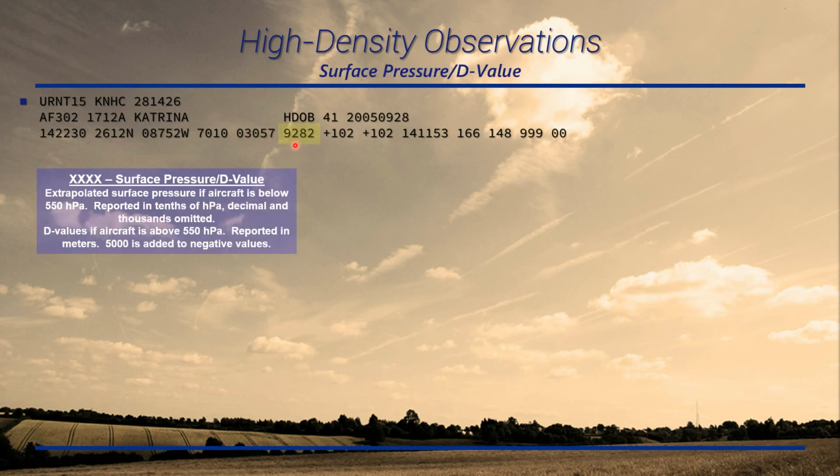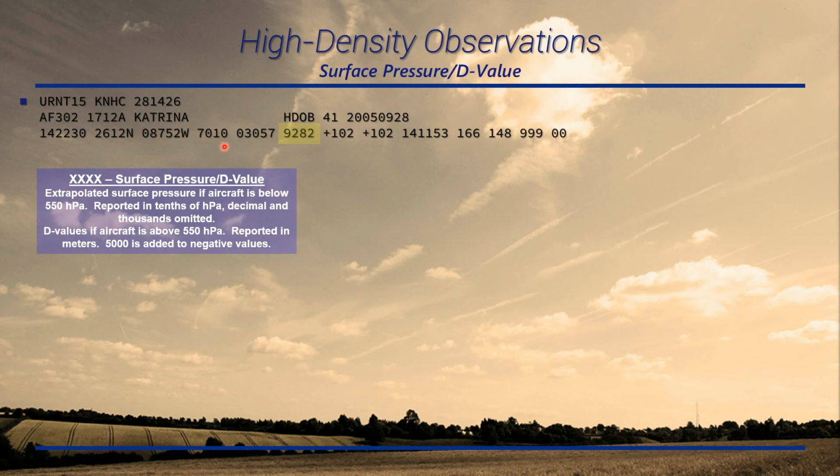Next column is generally used for surface pressure. This is a little tricky here, but generally when the aircraft is in the fix, this is going to be your extrapolated surface pressure. How do you know? Well, first off, you go over here and you see if the aircraft is below 550 hectopascal. So we're looking at this column.